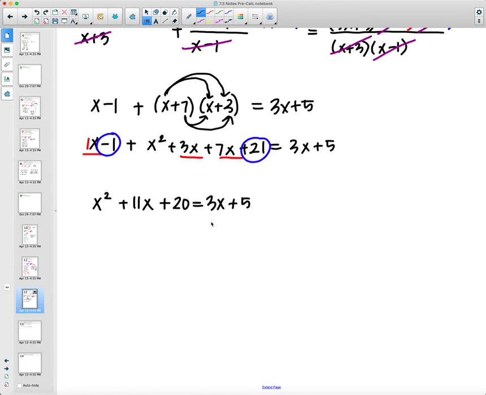So we've got a quadratic, so we're going to want to bring this stuff over to the one side. So we're going to subtract 3x from both sides, and we're going to subtract 5 from both sides. So we'll get x squared plus 8x plus 15, and then equals 0.